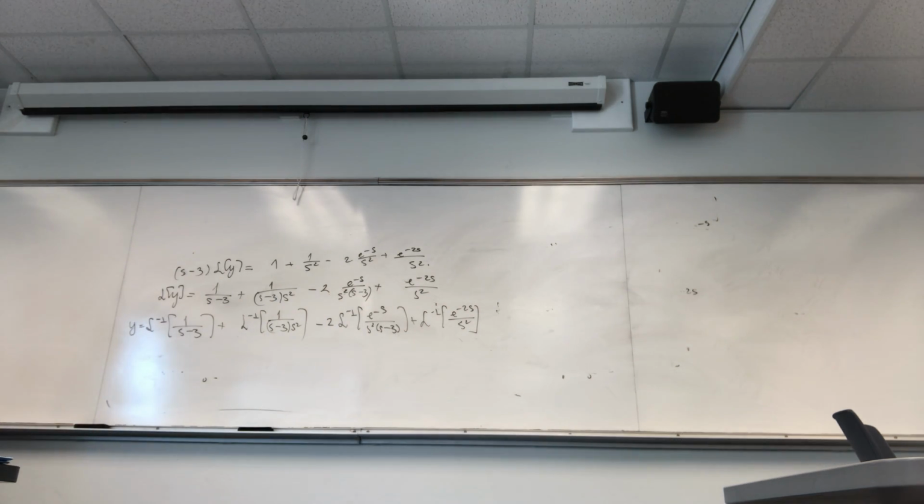Right? I'll explain again. What you do now is group the Laplace transform of y. So this gives you (s minus 3) times the Laplace transform of y, and then on the right you have 1 plus 1 over s squared minus 2 e to the power minus s over s squared plus e to the power minus 2s over s squared. Now you divide both sides by s minus 3, and you find the right-hand side. What we have to do now is the inverse Laplace transform.